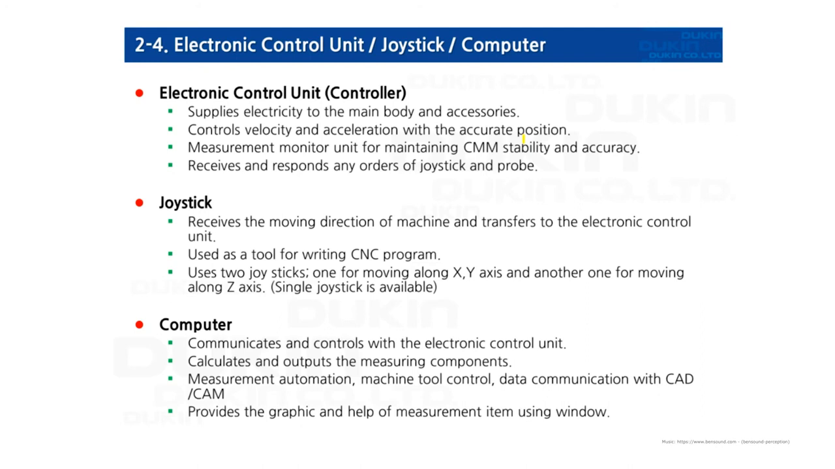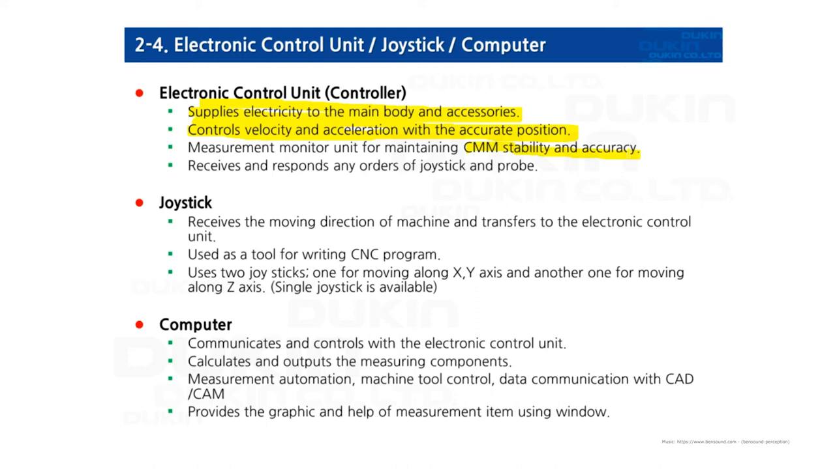Okay, third, the electric control unit, aka controller. We usually call it the controller, so don't get confused if we say controller. It means we're talking about the electric control unit. On the controller, the power switch is located, which turns the machine on and off. The controller supplies electricity to the main body and accessories, and also controls the velocity and acceleration with accurate position. So this component is in charge of CMM's stability and accuracy.